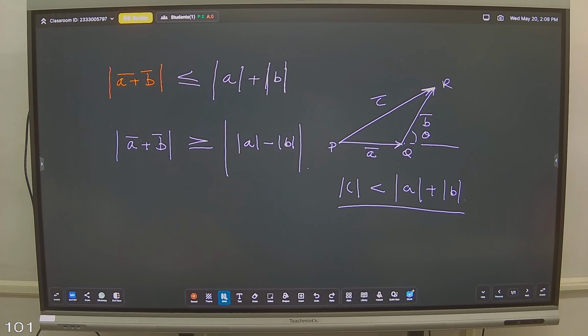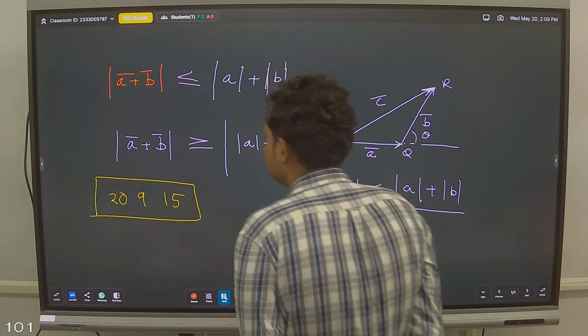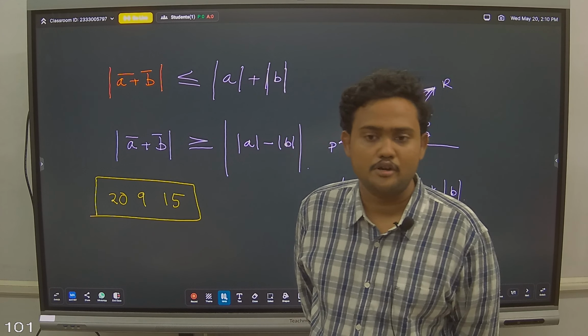Based on that, if I were to ask you, is it possible for three vectors of magnitude 20, 9 and 15 to add up to 0? Yes or no?